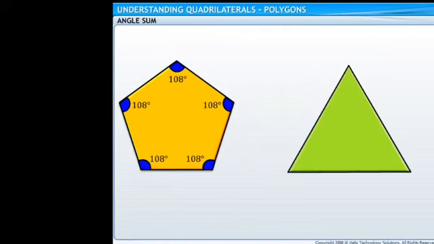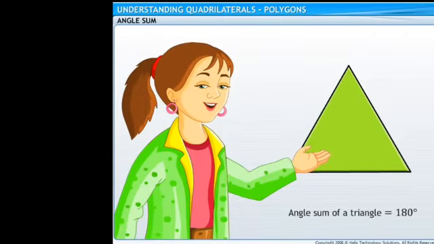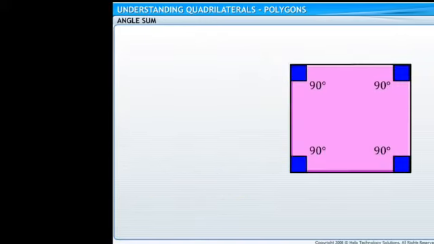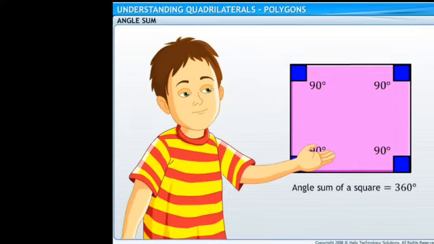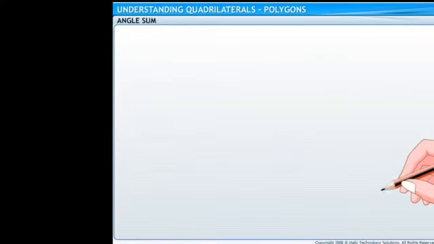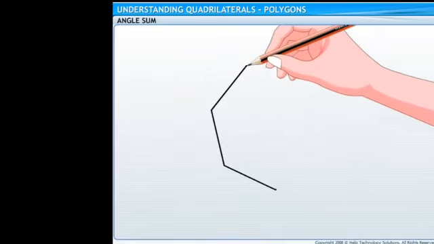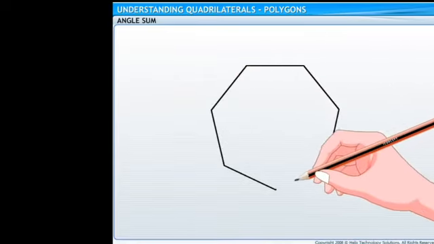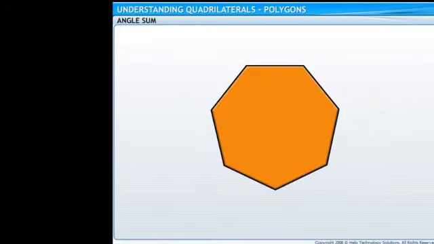To start with, we will find the sum of the interior angle of a triangle. Alice, can you tell us the sum? Yes, it's 180 degrees. Good, Alice. Now, John, look at this square. Can you tell us the sum of the interior angles of this square? It's 360 degrees. Good. Now, if we consider a polygon like a heptagon, finding the sum of the interior angles needs a formula.